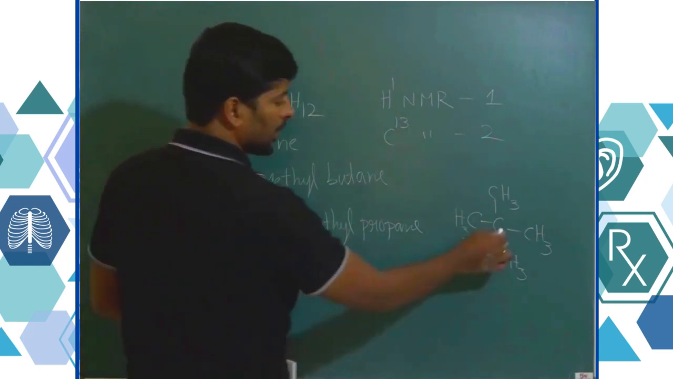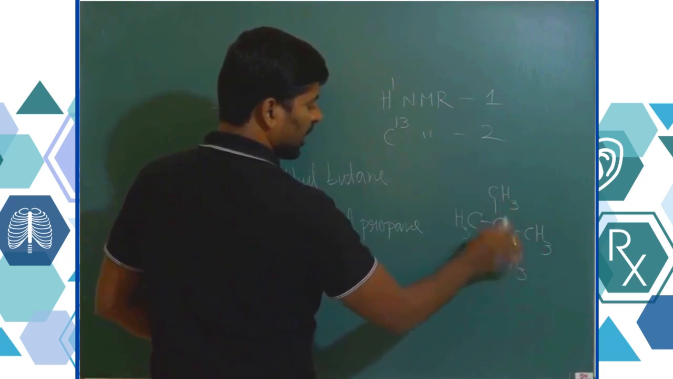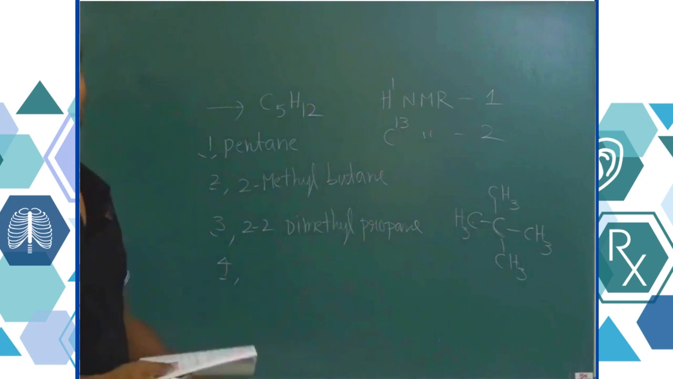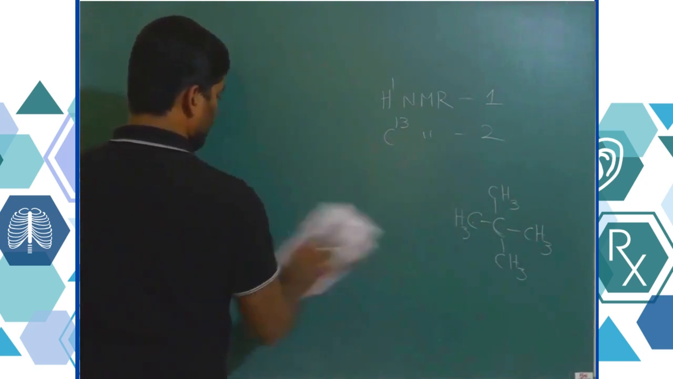But how many carbon atoms are there? All these 4 carbon atoms are the same, A type. This carbon atom is different, B type only. So in C13 NMR, how many signals will we get? 2 signals. So the option is 2,2-dimethyl propane.